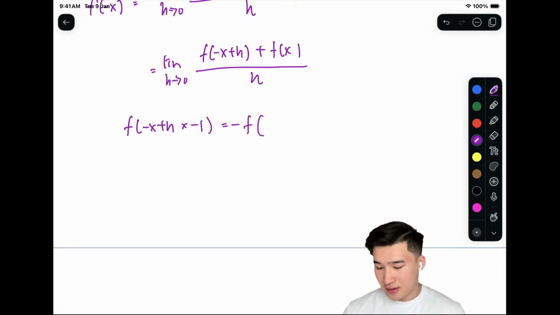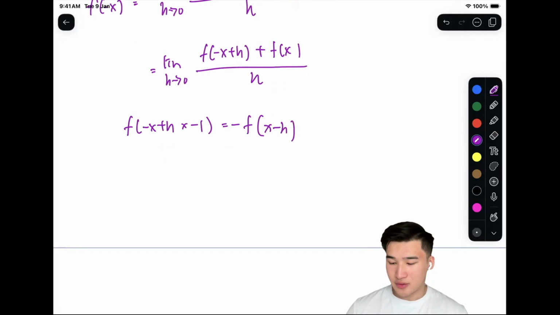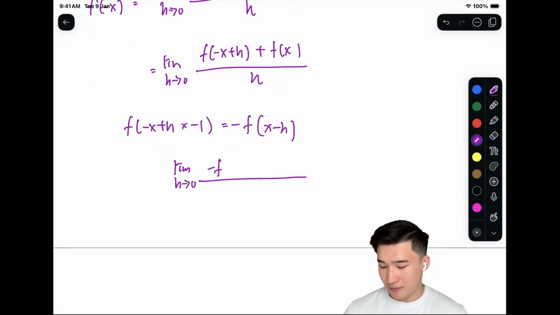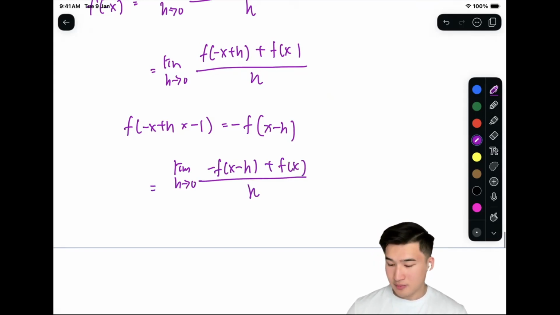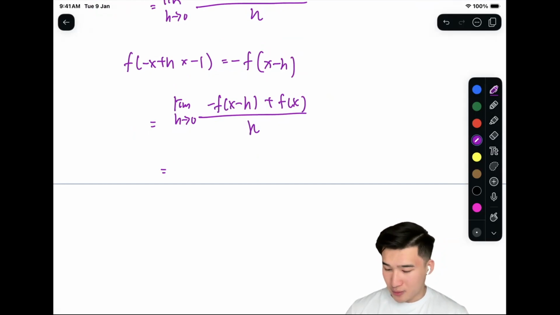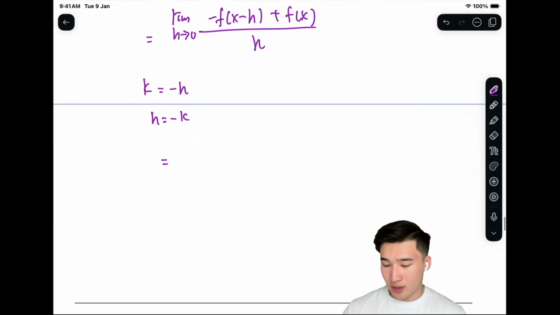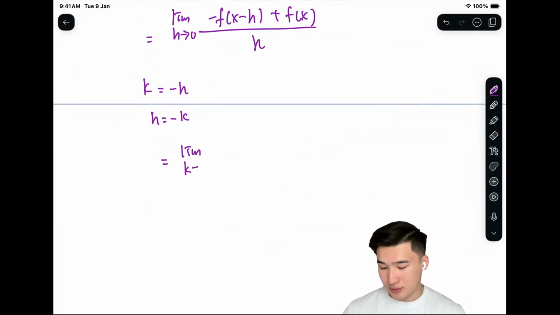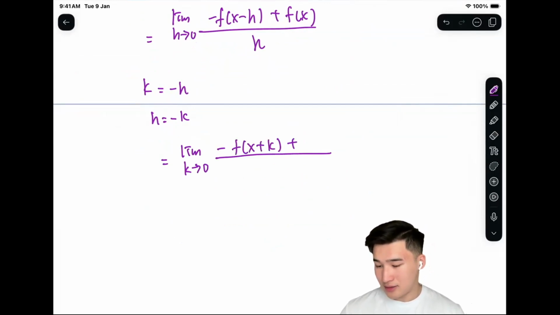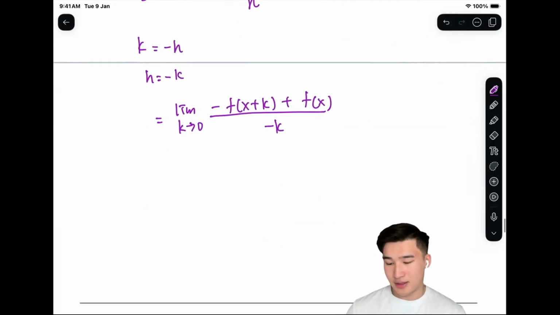So we're going to have x minus h, limit h approaching 0, and then we have negative f(x minus h) plus f(x), divided by h. And then using the dummy variable method, we know that k is going to be negative h, and so h is going to be negative k. Given that, we're going to take the limit k to 0, and I've already explained that previously. We're going to have negative f(x plus k) plus f(x), divided by negative k.